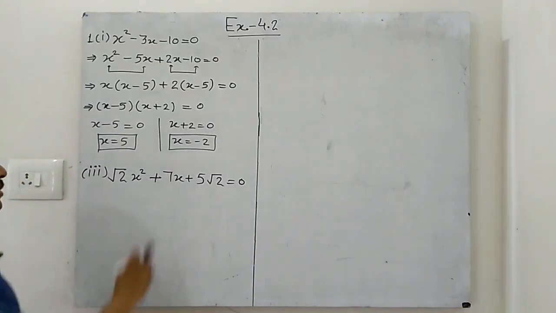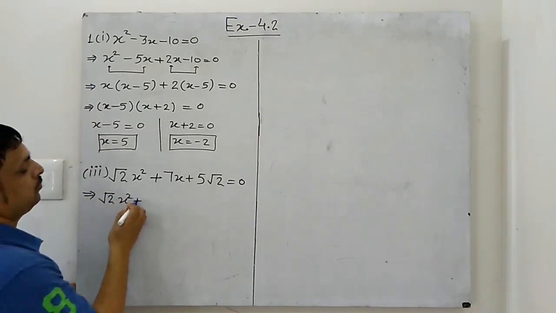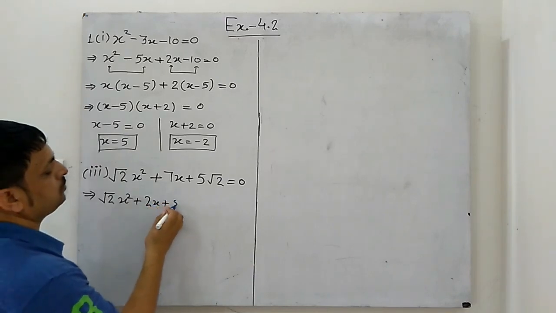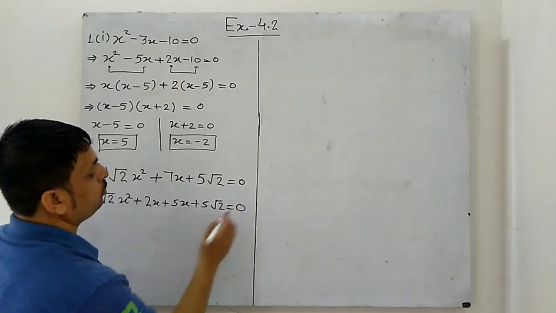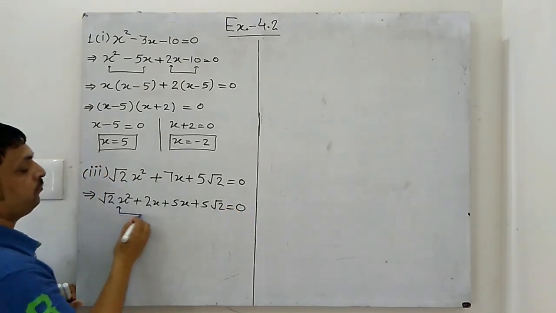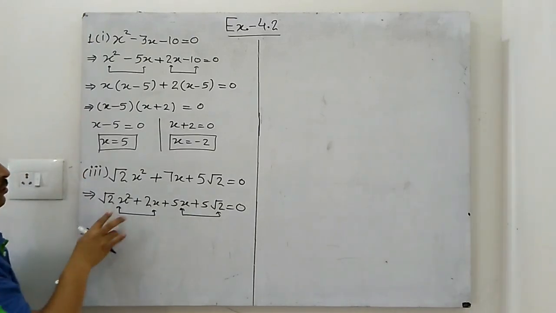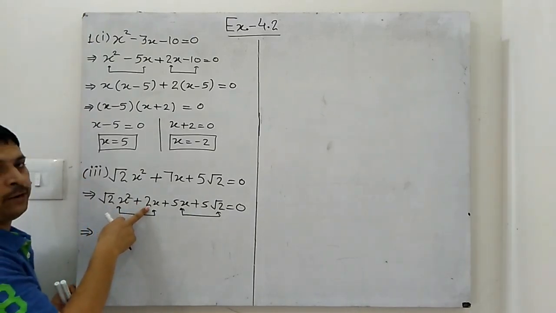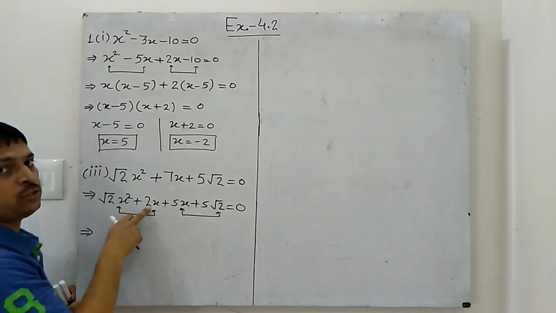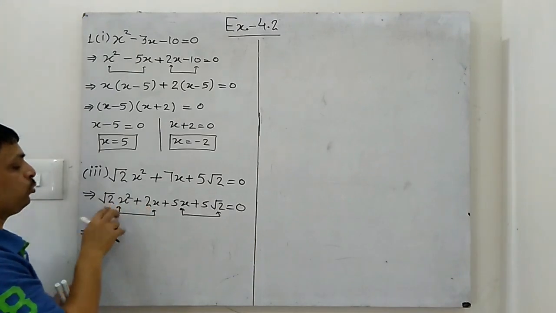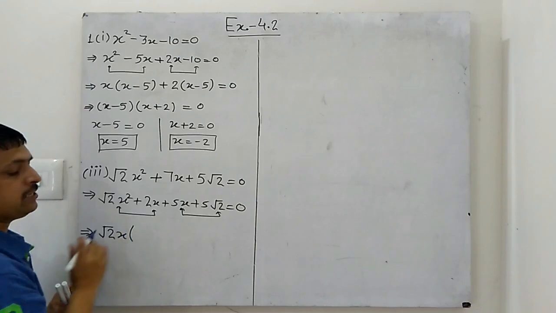So 7x can be written as 2x plus 5x, and plus 5 root 2 equal to 0. Again, from the first two and last two, make pairs. 2 can be written as root 2 square. So root 2 square and root 2, root 2 is common, and x square and x can be taken as common.